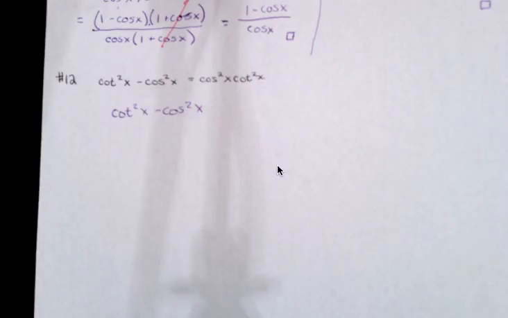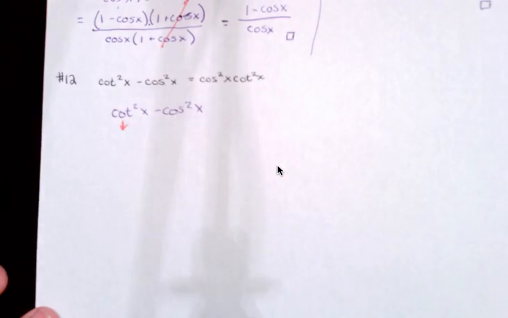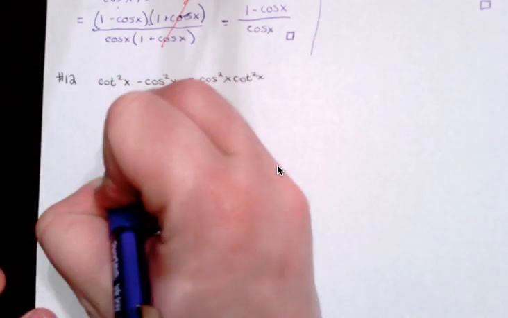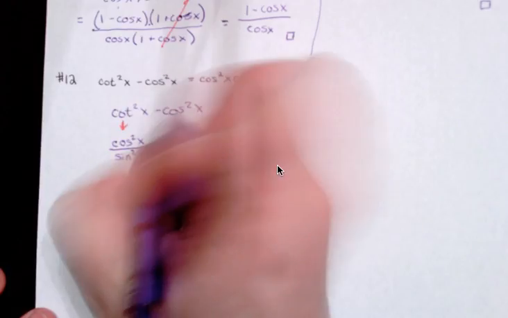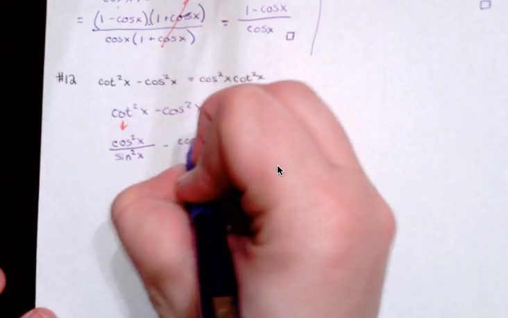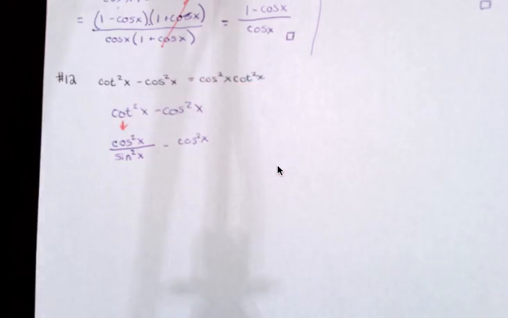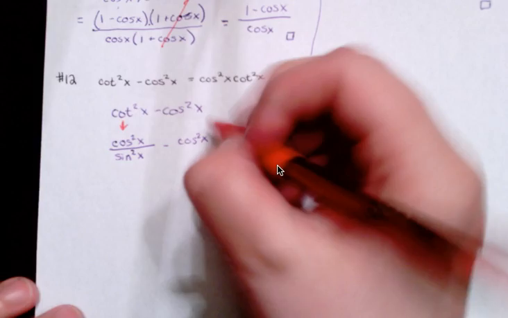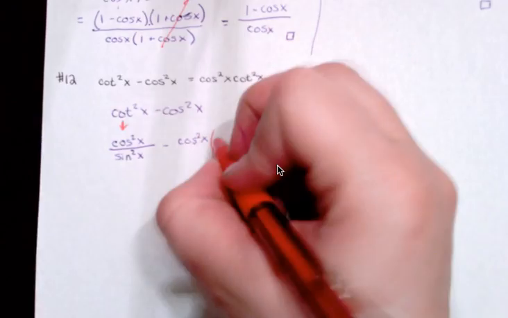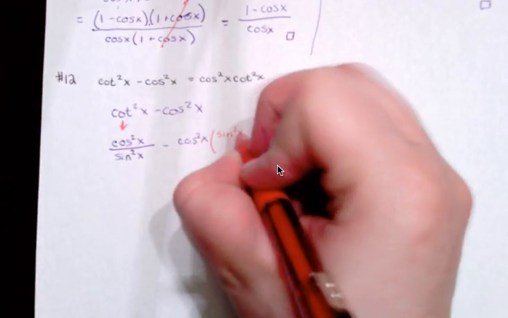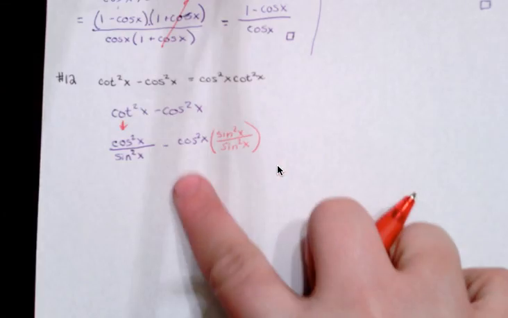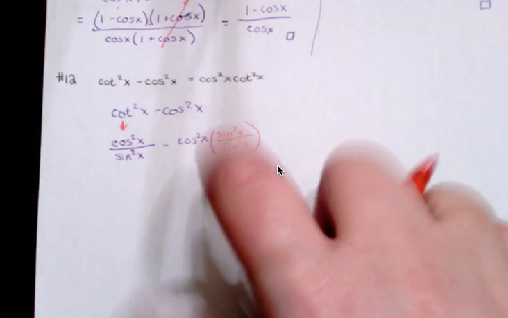So, I'm going to start with rewriting cotangent. Remember, cotangent squared can be rewritten as cosine squared of x over sine squared of x. Then I have minus cosine squared of x. Now, I have a fraction minus a constant. So I want to get a common denominator. So sine squared, sine squared. So we're just manipulating. The reason I can times just that by this is because this is equal to 1.